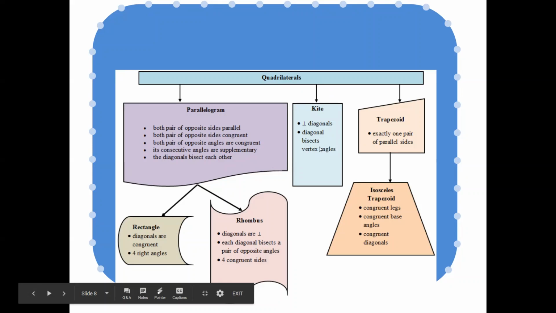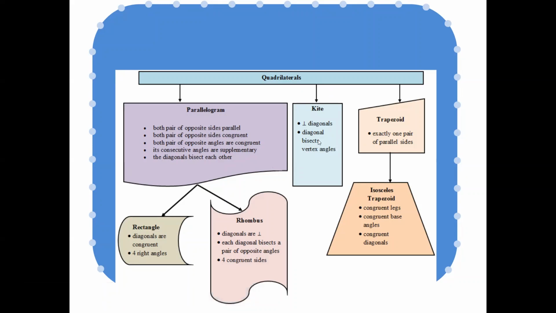Kite we didn't look at, but it's all on its own. A kite is like what you would imagine children play with. The kite is specifically when consecutive sides are equal. Its diagonals are perpendicular and its diagonals bisect its angles.